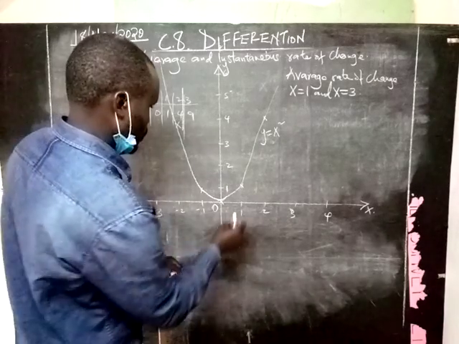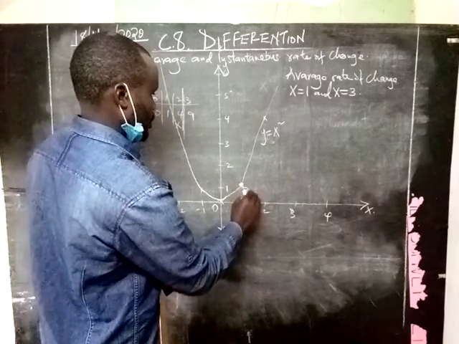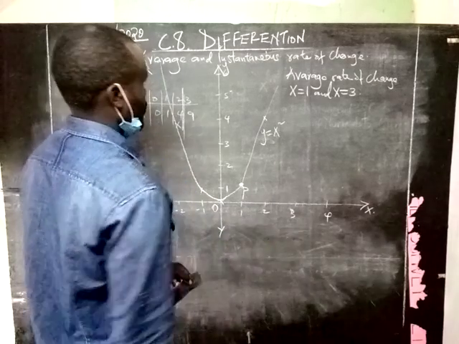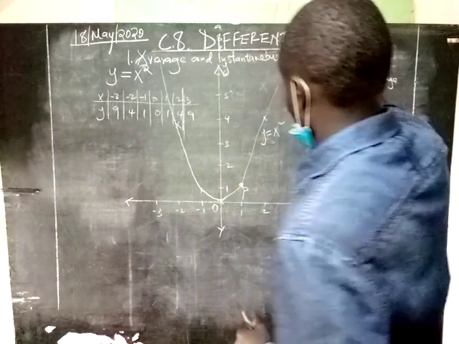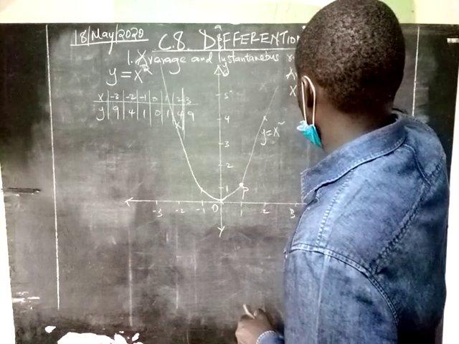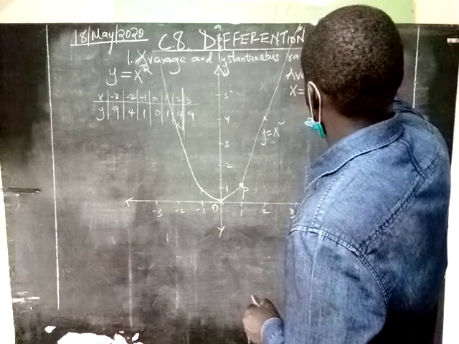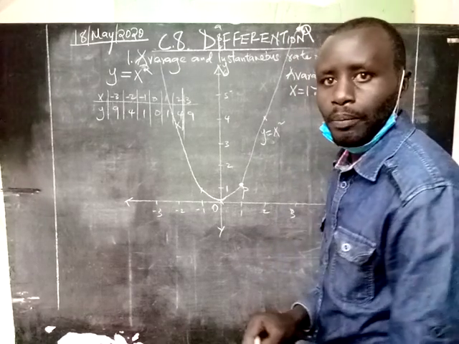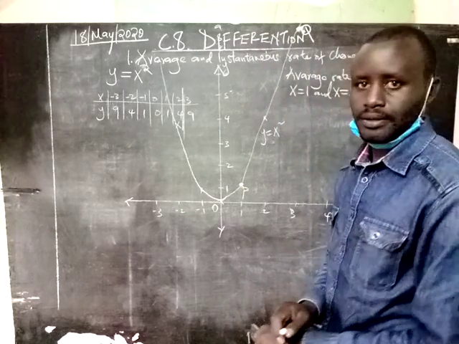So x equals 1 is here along the curve, so we can name it P. Then x equals 3, y equals 9, we can have our point here, so that we have our point Q. That is our point Q. So let us find the gradient.